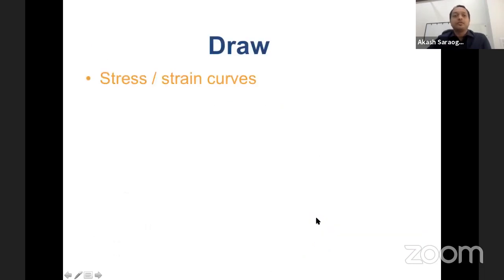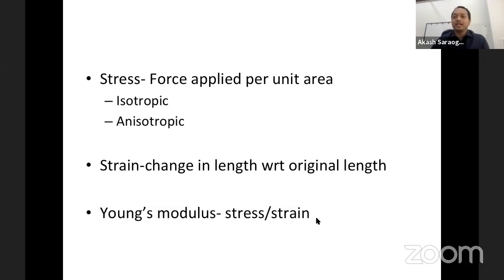Right. So the first thing that can be asked is to describe the stress and strain in the form of a curve. So what exactly is a stress? It is a force applied to a particular object in a unit area. So is stress same as force? No, it is a force, but applied to a per unit area of an object.